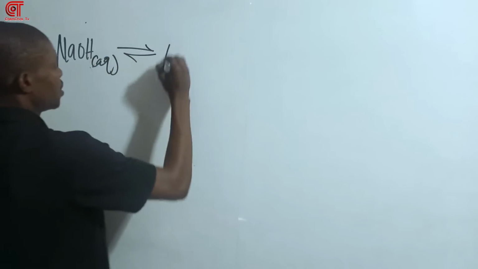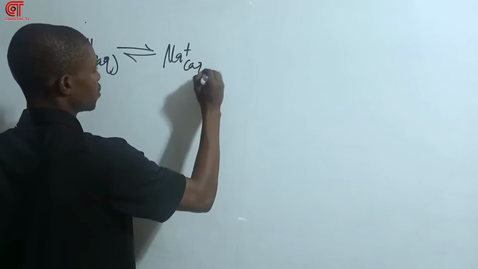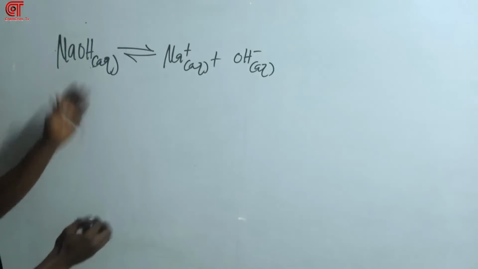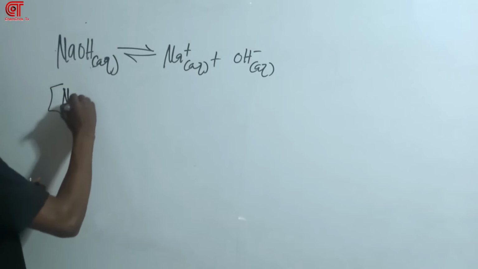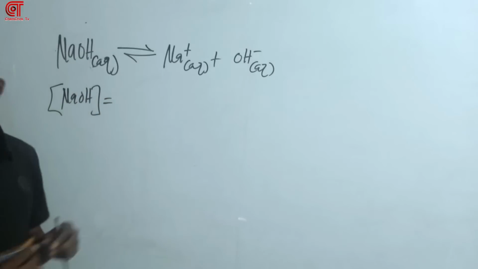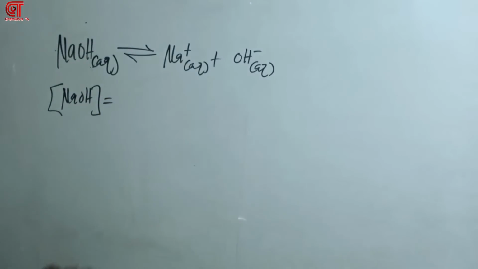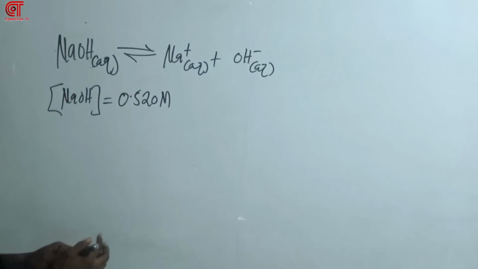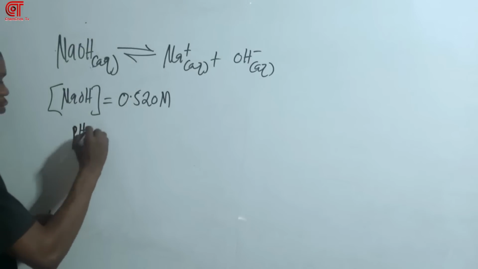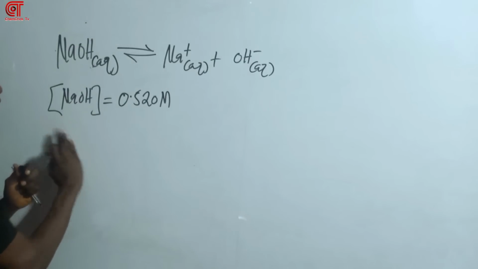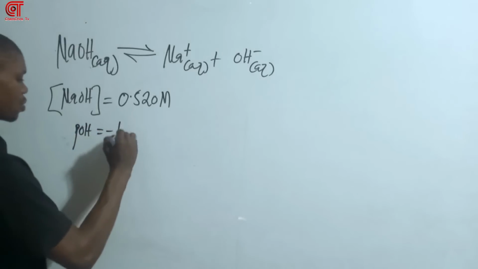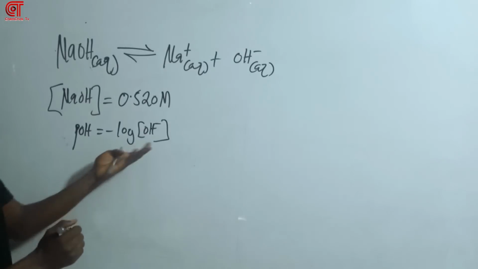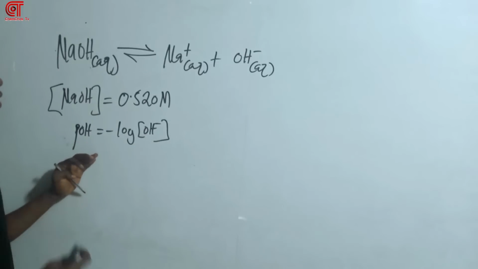Here we have Na plus aqueous plus OH minus aqueous. Remember, the concentration of NaOH was given to me to be 0.520 molarity. If you want to calculate the pH, you first of all have to calculate the pOH, which equals minus log OH minus. You first need to calculate the pOH before you can calculate the pH.